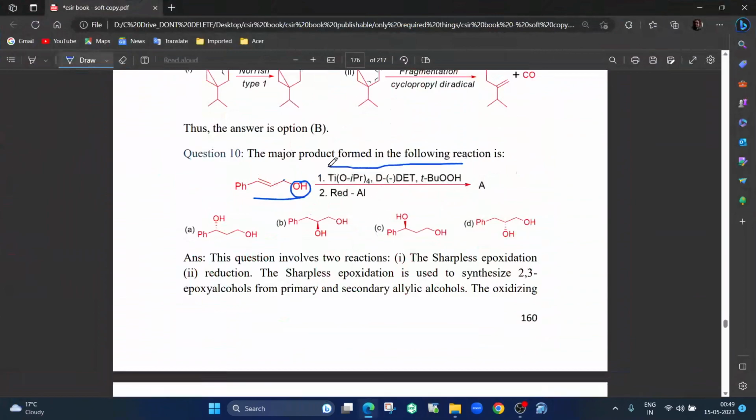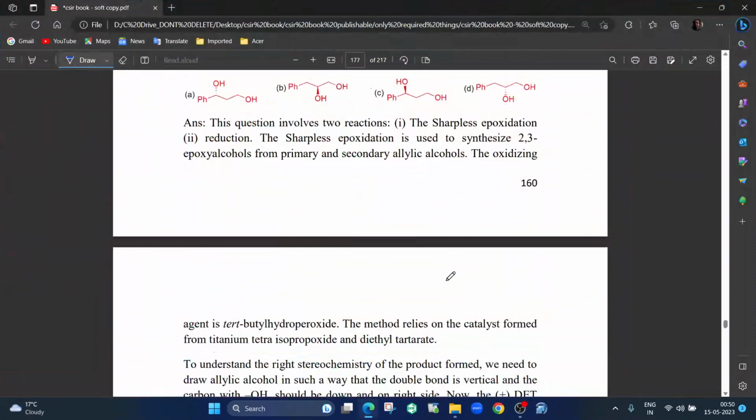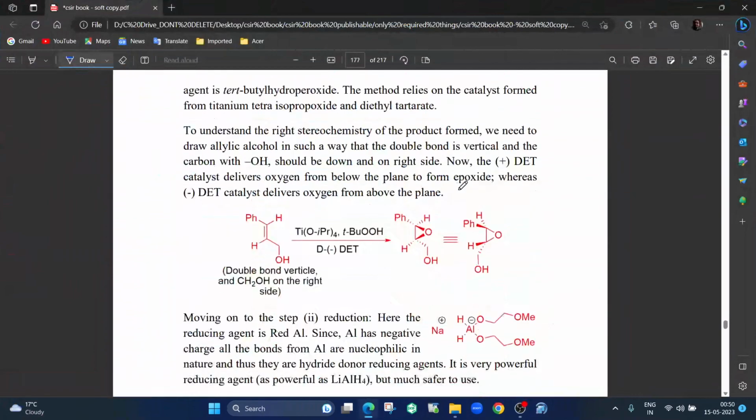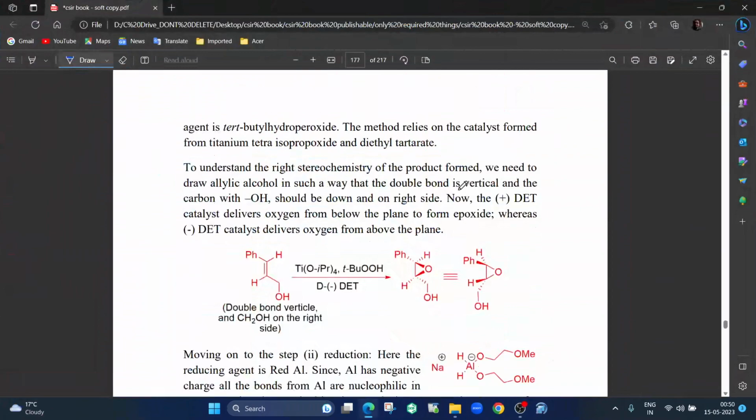This is the very famous Sharpless epoxidation. Okay, and the second one here is a powerful reducing agent, Red-Al. So you're asking what is the product formed. So we have to know Sharpless epoxidation. Now they have reduced it, but previously every year they used to ask Sharpless epoxidation. So Sharpless epoxidation is an important reaction. Sharpless got the Nobel Prize for this.